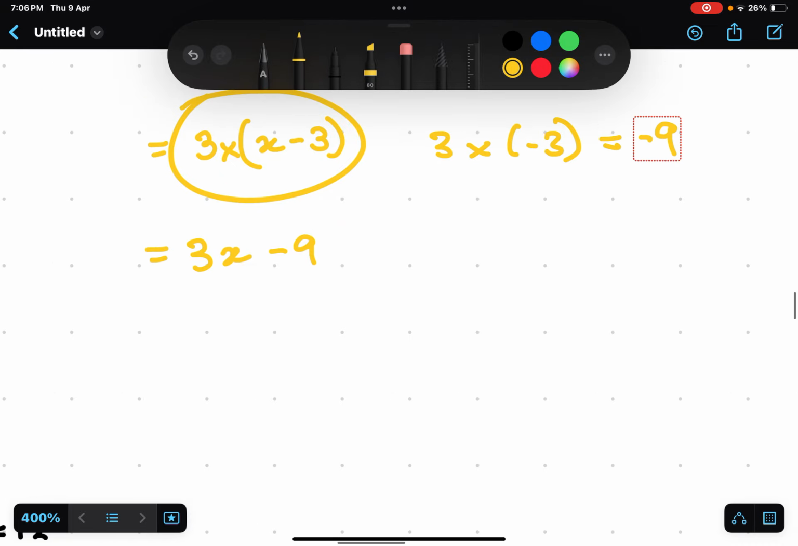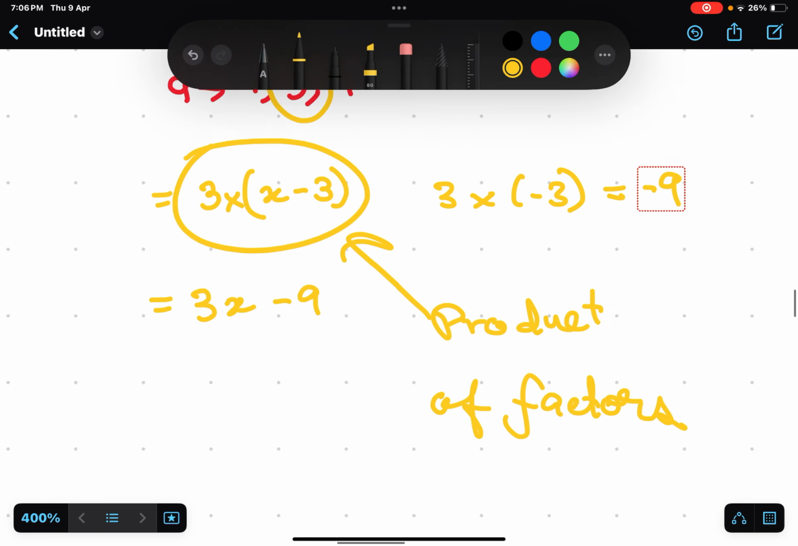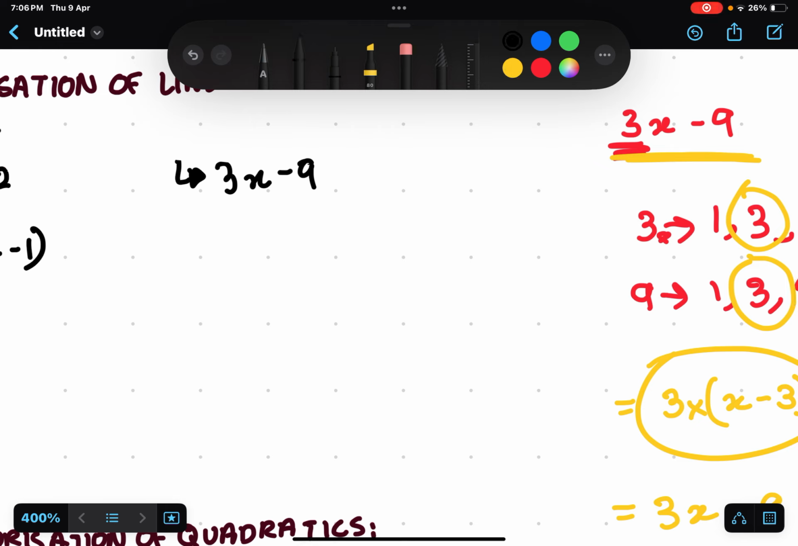So basically, we write it as a product of its factors. Product of factors, yeah? That's what we've done when we factorize something. And that's why we've got 3x minus 9. Now that is nice and cleaned up. So that's going to be the answer to this one. We're just going to write 3 and x minus 3 in brackets, and that's the answer.